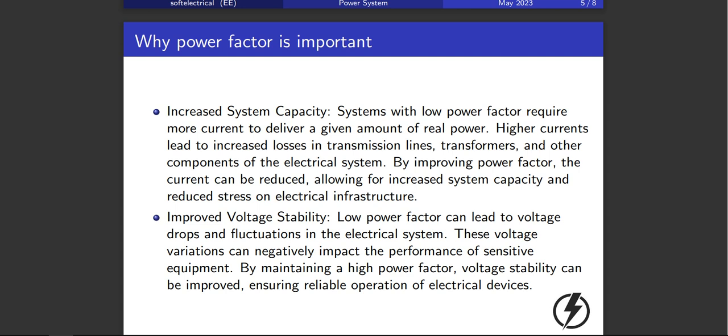4. Improved voltage stability. Low power factor can lead to voltage drops and fluctuations in the electrical system. These voltage variations can negatively impact the performance of sensitive equipment. By maintaining a high power factor, voltage stability can be improved, ensuring reliable operation of electrical devices.